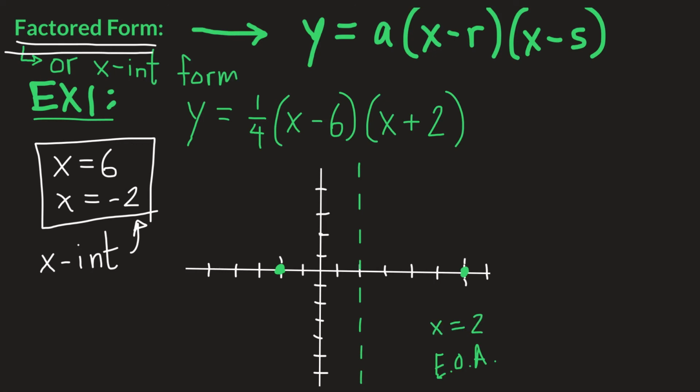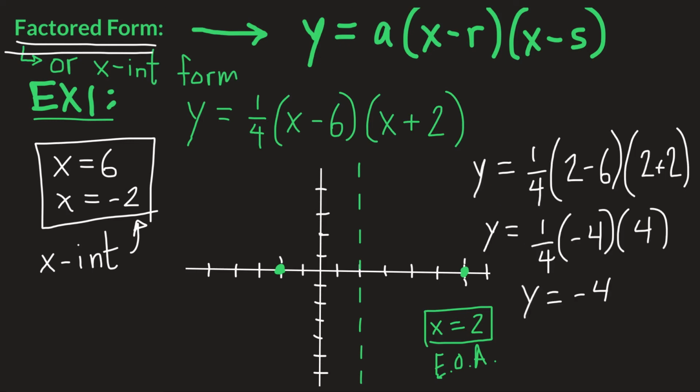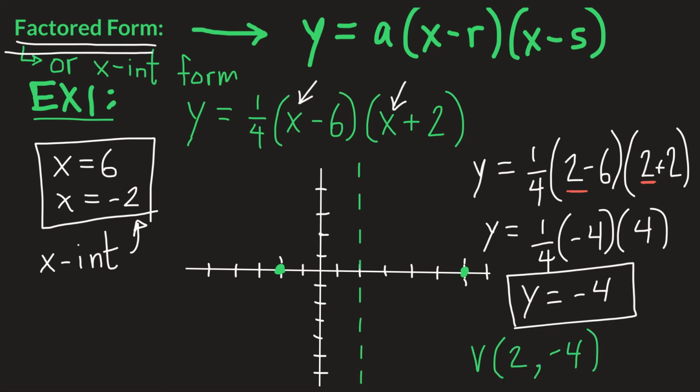Now that we know the location of the vertex, we can simply plug in x equals 2 into the original formula of this parabola to figure out the location of the vertex. After plugging in 2 for x and finishing all the math, I end up with y equals -4. Therefore, the location of the vertex is 2 for x and -4 for y.